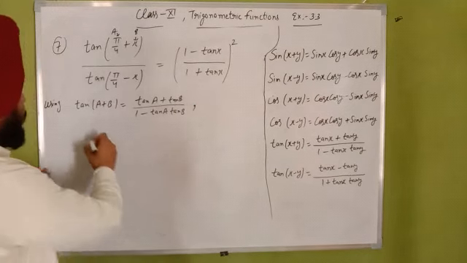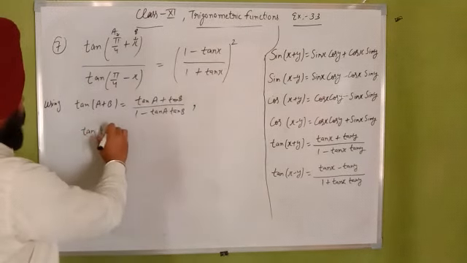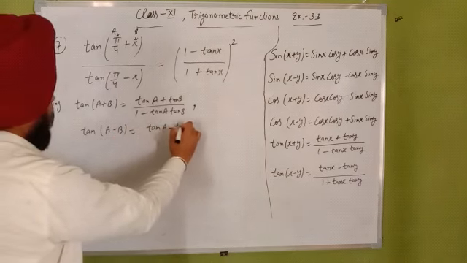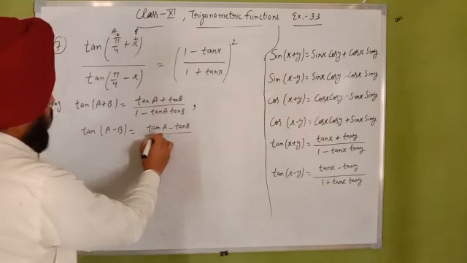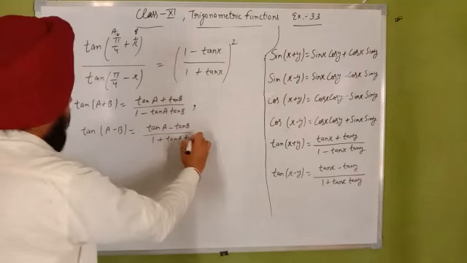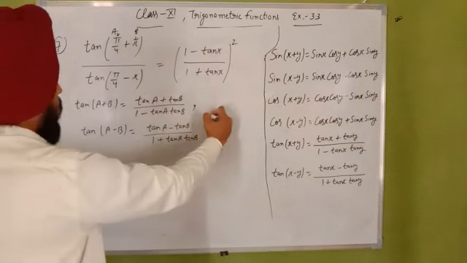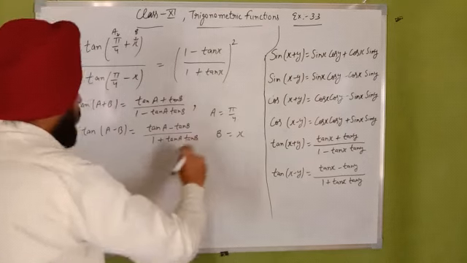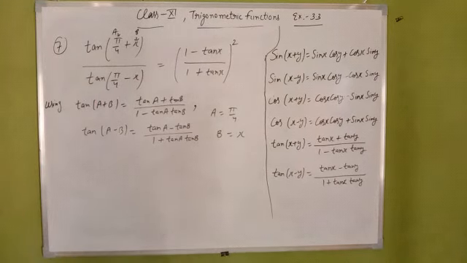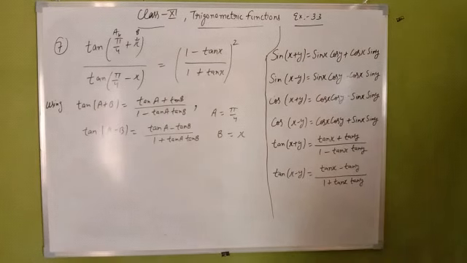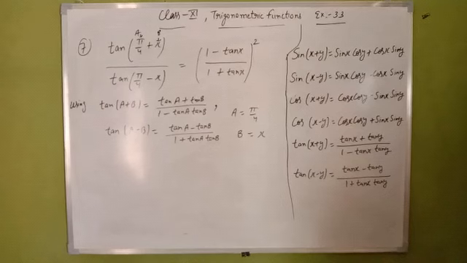Similarly, another identity, that is tan(a - b) is equal to (tan a - tan b) upon (1 + tan a tan b). Since the value of a here is pi/4, and the value of b is x, in the numerator as well as in the denominator. Clear? So now using these identities, we just have to put the values of a and b in the identities.